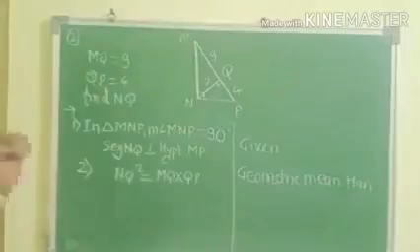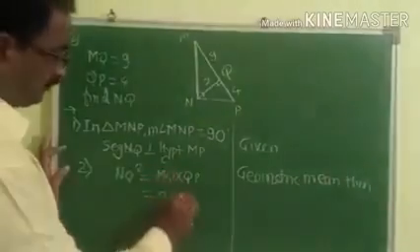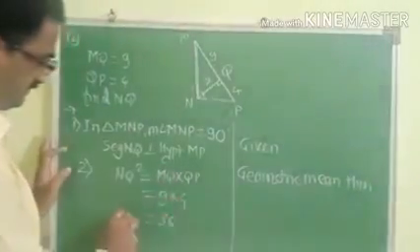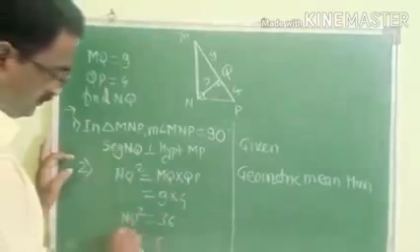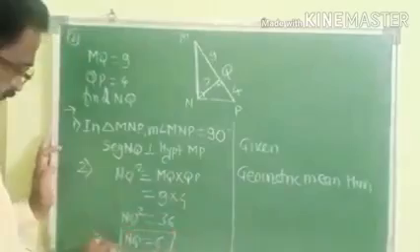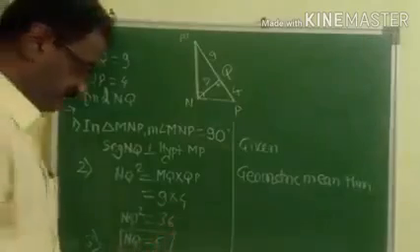Now just substitute the values. Putting the values, MQ is 9 and QP is 4. 9 fours are 36. Taking square root on both sides, NQ is equal to 6 units.